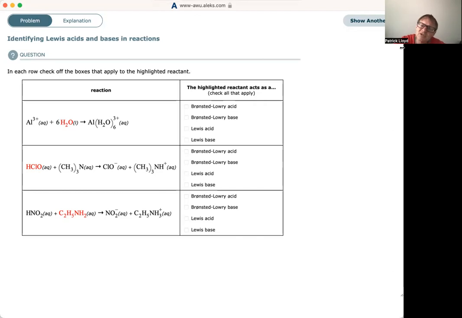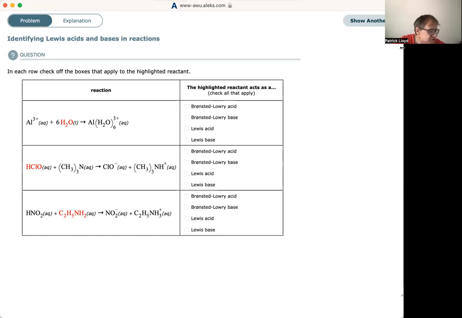So again, when it comes to the Bronsted-Lowry model, all you're looking for is to see whether a hydrogen ion has been transferred. If you look at it, the water and the aluminum are separate. On the product side, they are together. There is no transfer of a hydrogen ion. Therefore, it is neither a Bronsted-Lowry acid nor a Bronsted-Lowry base. That's all you have to look at to see if a hydrogen ion was transferred. If you don't know what a hydrogen ion is, be sure to go back into chapter 4 of the ebook and read up on what a hydrogen ion is.